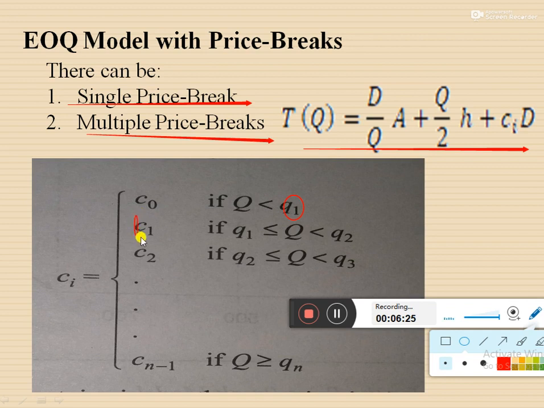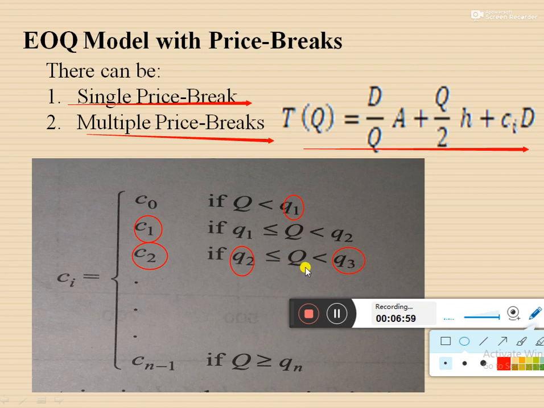Similarly, C1 denotes the purchase price if the quantity ordered lies between quantity Q1 and quantity Q2. So the order level should be less than Q2 but greater than or equal to Q1. Further, C2 denotes the third price break that would be given if the quantity ordered lies between Q2 and Q3.